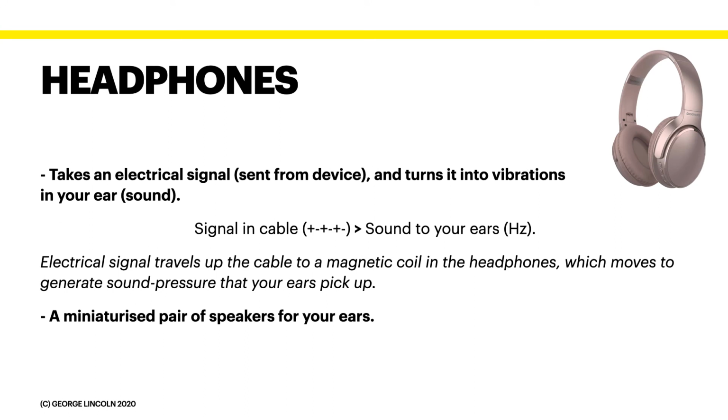Now let's talk about headphones. Headphones take an electrical signal sent from a device, this could be an MP3 player or it could be something like a guitar amp, and it turns that into vibrations in your ear, otherwise known as sound. More specifically, an electrical signal will travel up a cable to a magnetic coil in the headphones, which moves to generate sound pressure that your ears pick up. Headphones work the same as a pair of speakers, so you can think of headphones as a miniaturized pair of speakers for your ears.